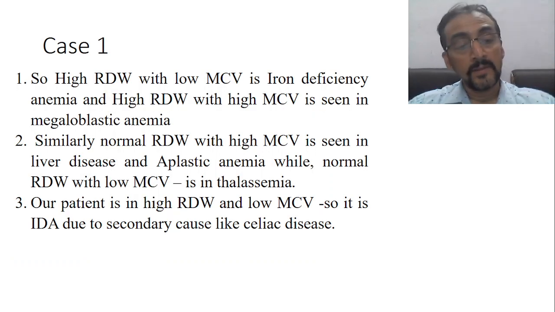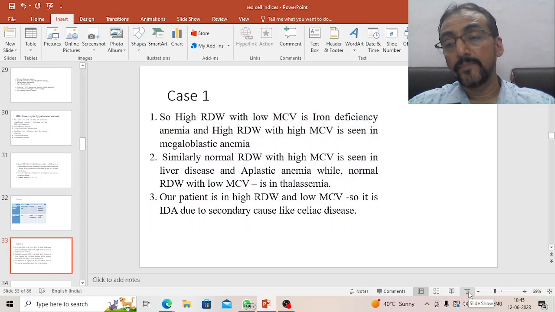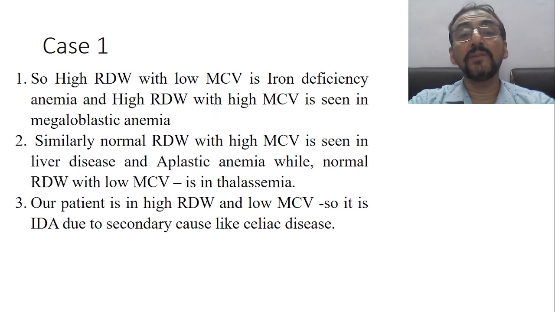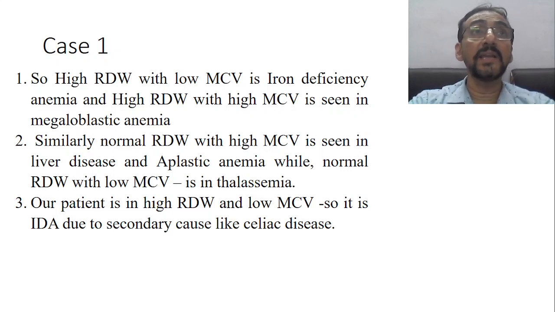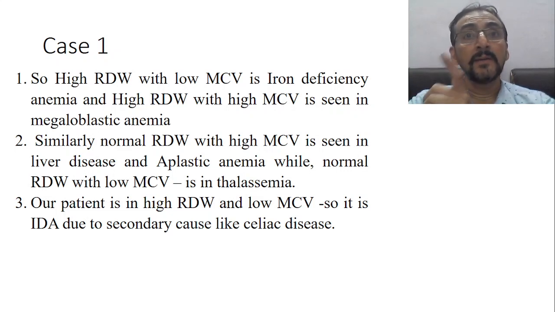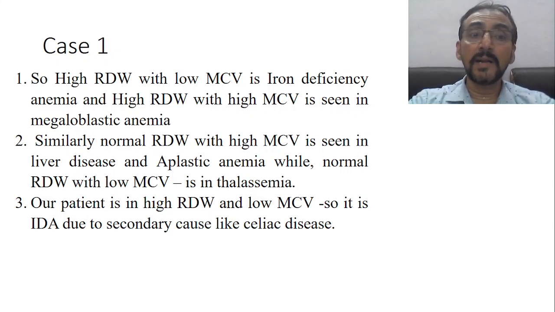So now to conclude here, if you see, high RDW with low MCV is iron deficiency anemia, whereas high RDW with high MCV is a megaloblastic anemia. Similarly, normal RDW with high MCV is seen in liver disease, हम डिस्कस कर चुके हैं, and aplastic anemia, while normal RDW with the low MCV is thalassemia.